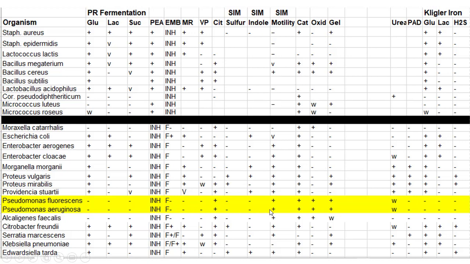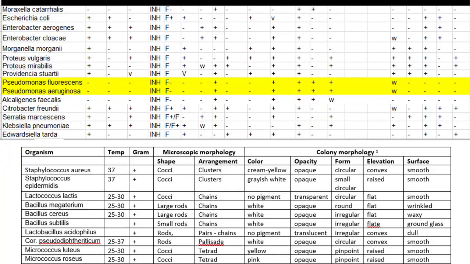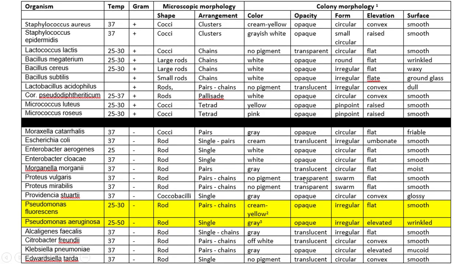However, if we look at this chart, we see that they have the same test results for all biochemical tests. So now we have to get a little bit creative. Let's look at the colony morphology chart. One of the first things we can notice is that they grow at different temperature ranges. So we could use this to help distinguish between our 2 bacteria.